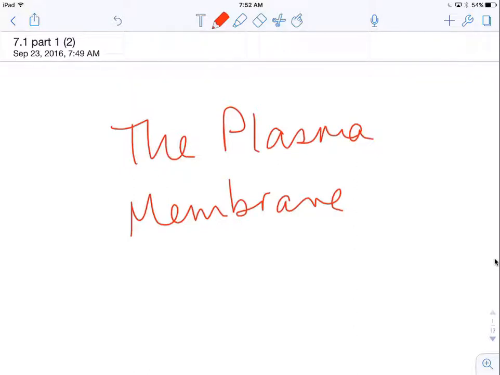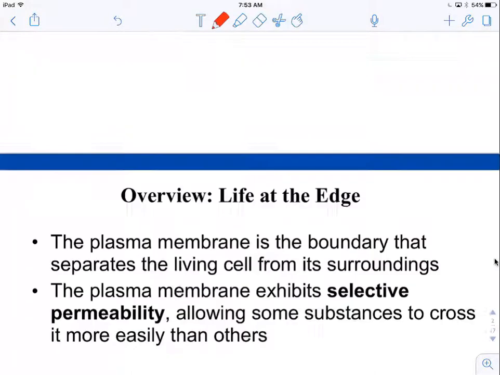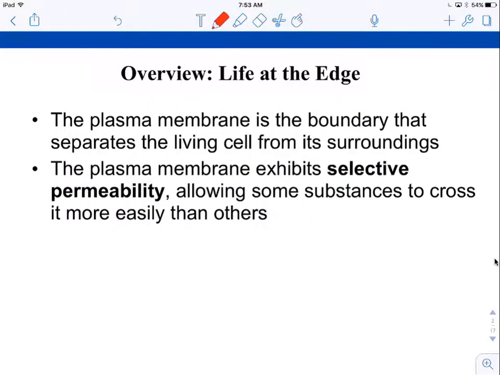In our screencast today, we're going to talk about the plasma membrane. The plasma membrane is pretty awesome, and let's find out why. So the plasma membrane is the boundary that separates the living cell from all its surroundings. And it is basically the reason that life exists. Now we can establish entirely stable and different internal conditions in the cell than external conditions.